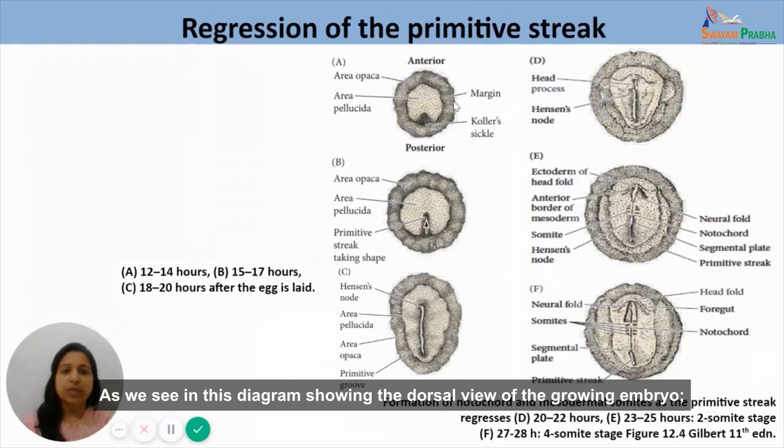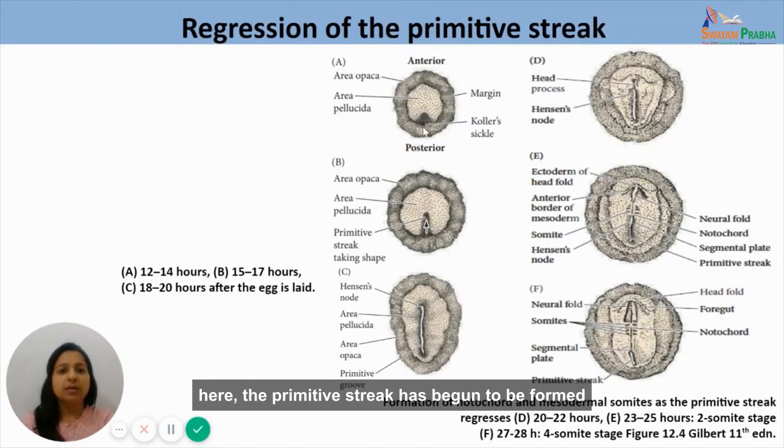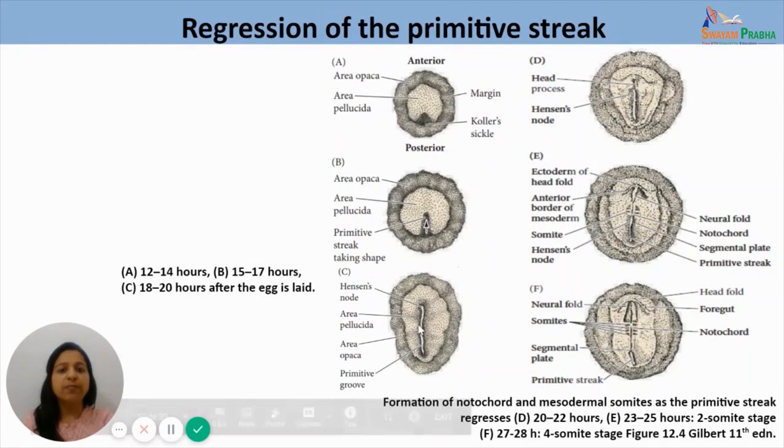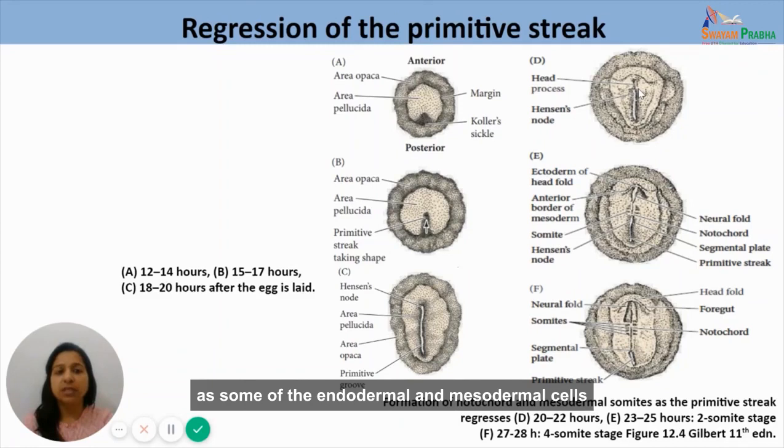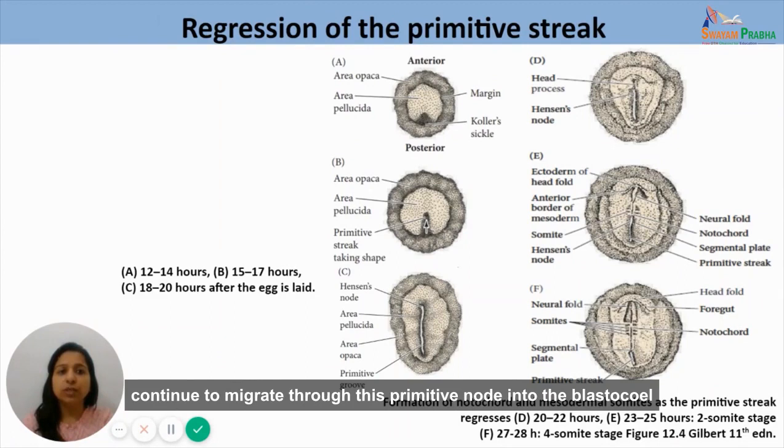Till now, we have discussed the progression and elongation of the primitive streak, as we see in this diagram showing the dorsal view of the growing embryo. Here, the primitive streak has begun to be formed at the posterior marginal zone of the epiblast. Now it starts to elongate and take its shape. Here it has formed the primitive groove, which is lined with primitive ridges, and it also forms a Hansen's node with a primitive pit in its center. And then there is formation of the head process as some of the endodermal and mesodermal cells continue to migrate through this primitive node into the blastocoele, and they form this head process anterior to the Hansen's node.